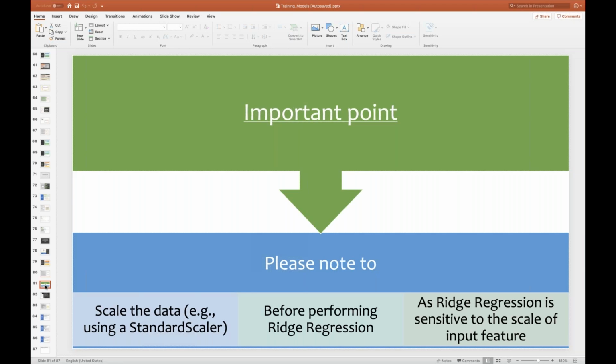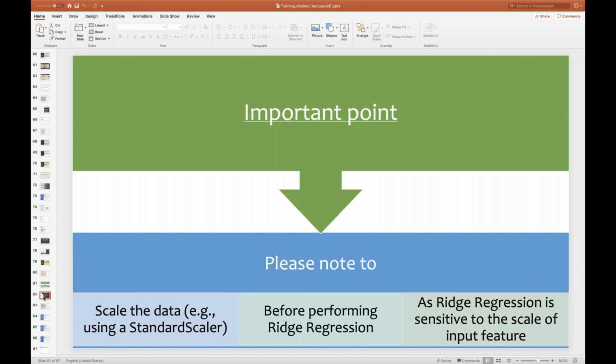When you are talking about ridge regression, lasso regression, or elastic net, each regression is a bit different. Each is nothing but a regularization term on the model. So ridge regression is very sensitive to the scale of input features, so scale the data as much as possible.